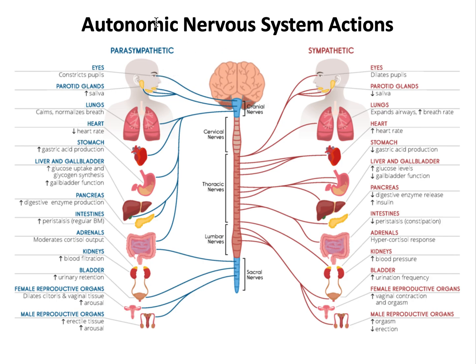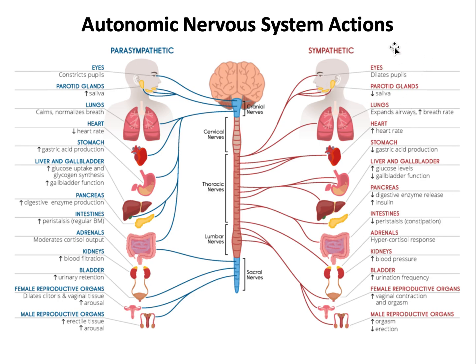If the parasympathetic pathway is activated, what kinds of responses would we get? If you think about it logically, parasympathetic is rest and digest. When you're resting and digesting, you would have increased saliva production, normalized breathing, decreased heart rate, increased gastric acid production and pancreatic digestive enzyme production, increased peristalsis for digestion, all those kinds of things.